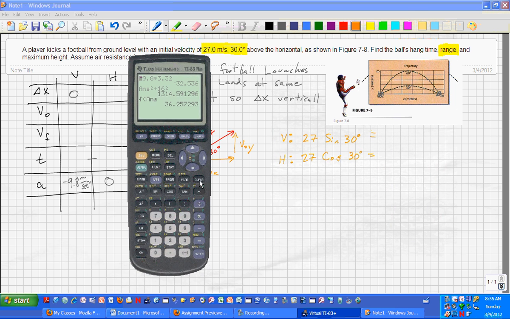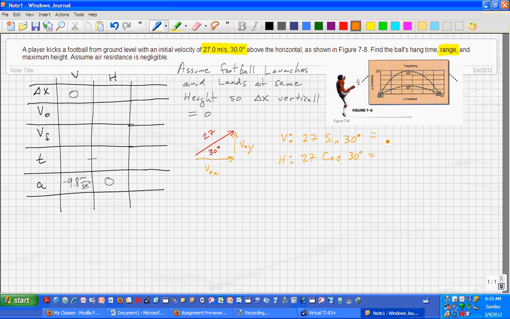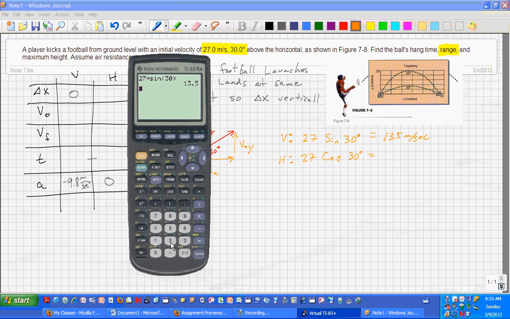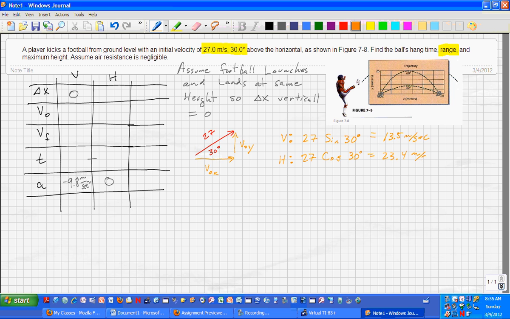So we've got 27 times sine 30 degrees. It's going to be 13.5 meters per second. And then in the horizontal direction, we've got 27 times cosine 30 degrees. And you know what? I want to check my mode. Yes, I am in degrees. So 23.4. So for the horizontal direction, 23.4 meters per second, and in the vertical direction, 13.5 meters per second.